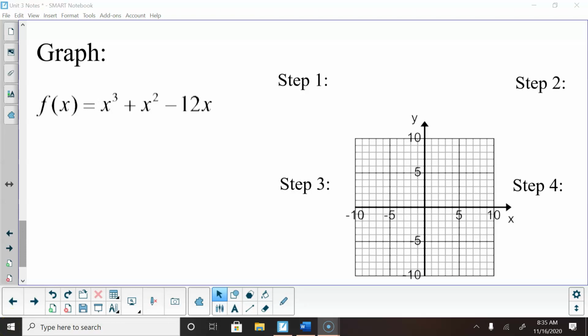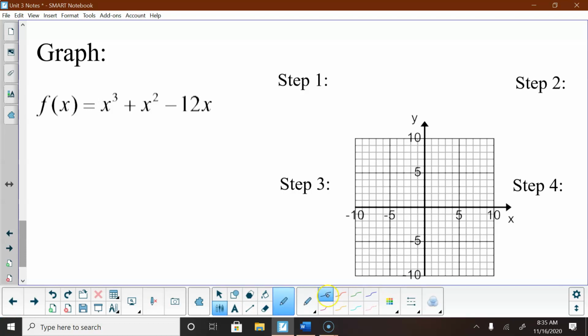All right, so for this one, step 1. What's my general shape going to be? Up, down, up. So kind of like this. It's going to be like that. Now, step 2 says to go through and find all of your rational zeros, except it starts with the leading coefficient and the constant. Is there a constant on this one? No.